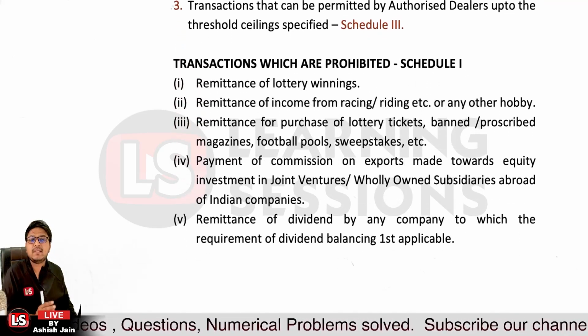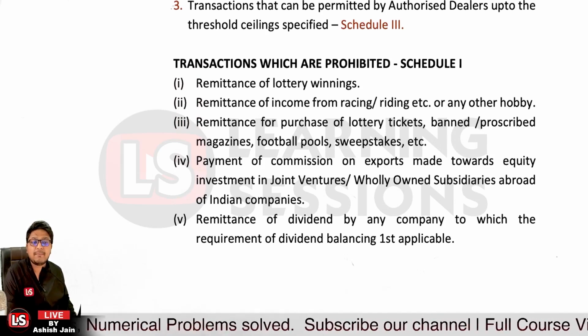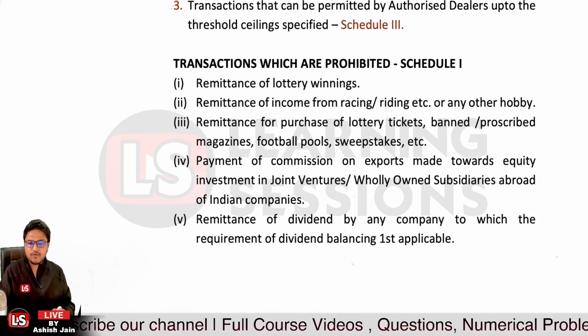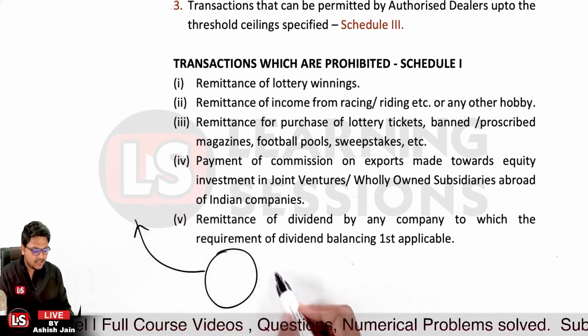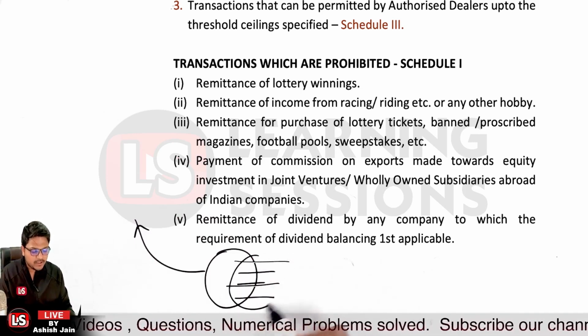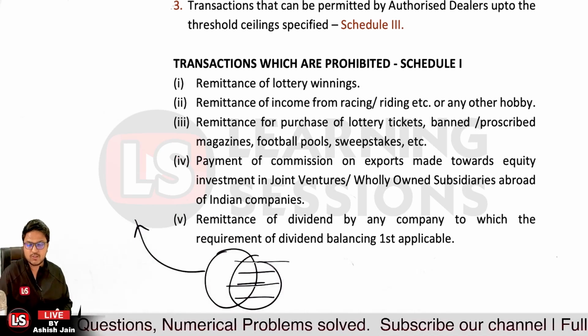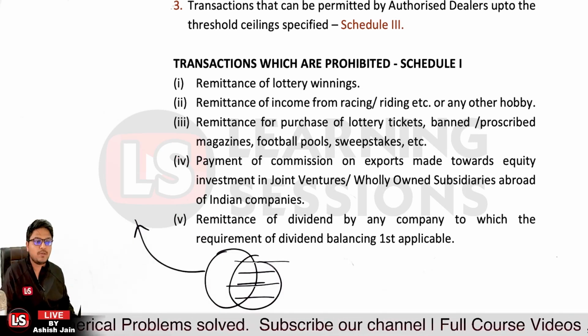And further, remittance of dividend by any company to which the requirement of dividend balancing is first applicable, like a company here in India that wants to remit the dividend outside India. First, the dividend balancing is to be done here. Then only the dividend can be remitted outside India. If the dividend balancing has not been done, that is also prohibited and cannot be allowed.